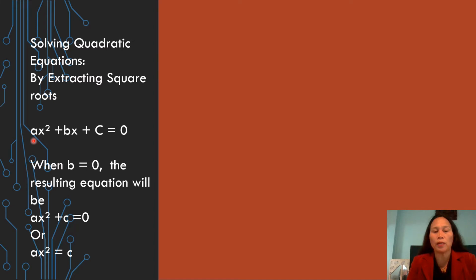Hindi pwedeng maging 0 ang A kasi mawawala na yung equation at ang part na to. Mawawala na yung term na to. Hindi na siya magiging quadratic equation. But what if B is equal to 0? Ano maging equation natin pag ang B ay 0? Ibig sabihin, mawawala na yung term dito sa gitna. At yung matitira equation na lang ay ax squared plus c is equal to 0. Or ax squared is equal to c.